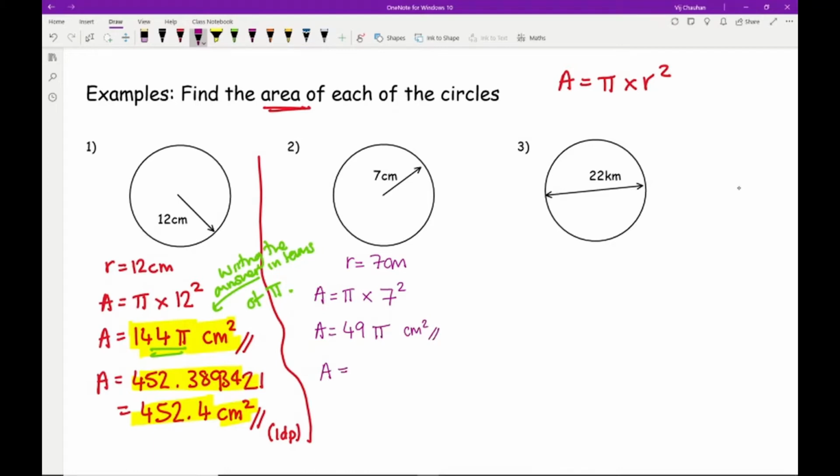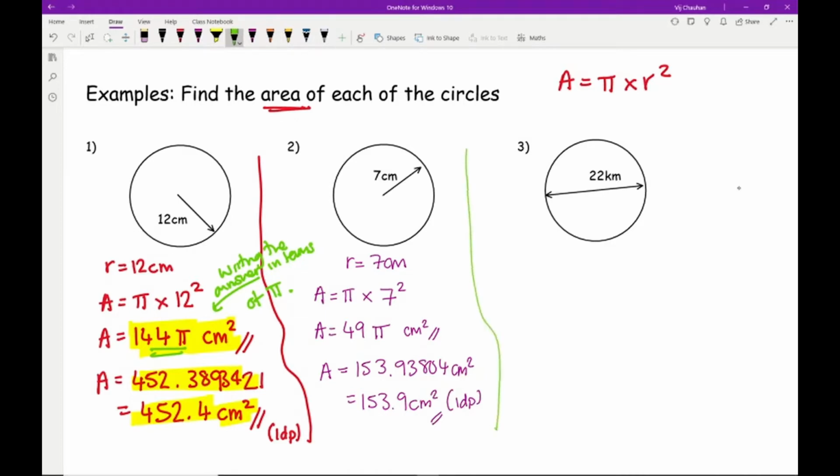So I'm going to do 7 squared times pi on the calculator, which gives me 153.93804 centimetre squared, which I'm going to round up as 153.9 centimetre squared to 1 decimal place. And then finally for these questions, let's go for number 3.